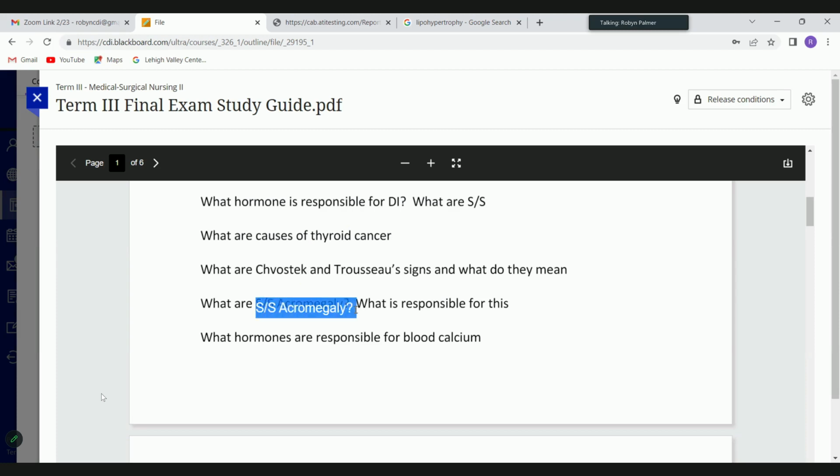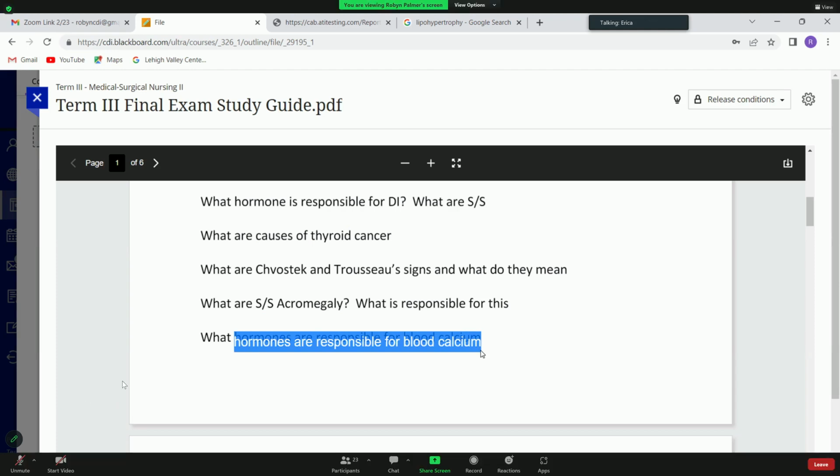What's acromegaly? What's that have to do with? Somatotropin, and it's from what gland? Anterior pituitary, right? With somatotropin, they get big features: big hands, big jaw, big cranium. They look big, but they're weak, remember? Their forehead bulges out. Everything is enlarged.